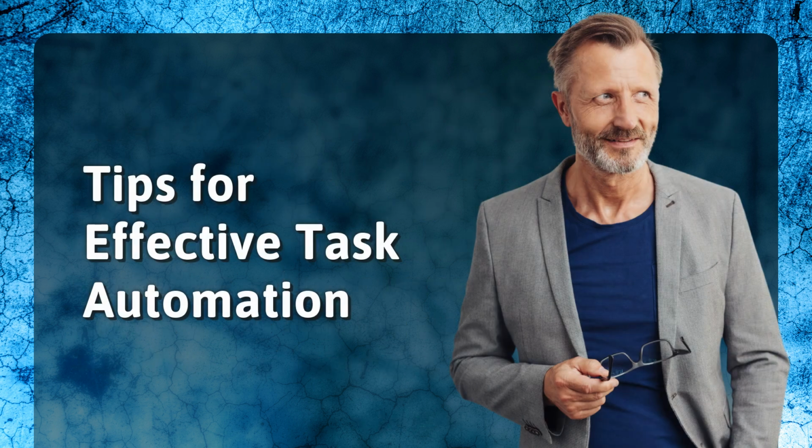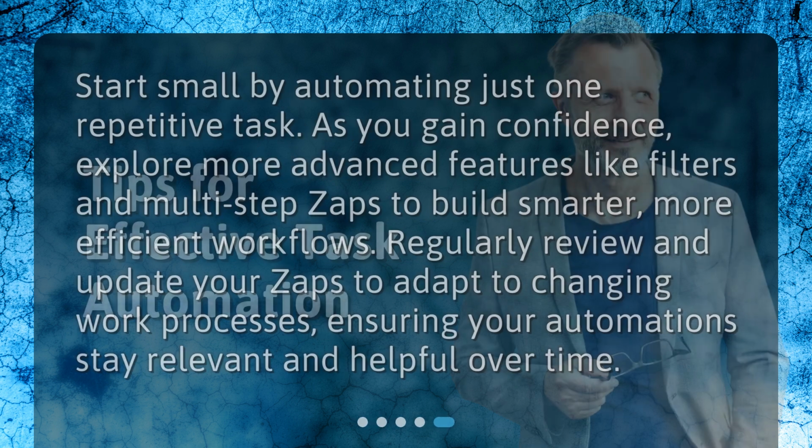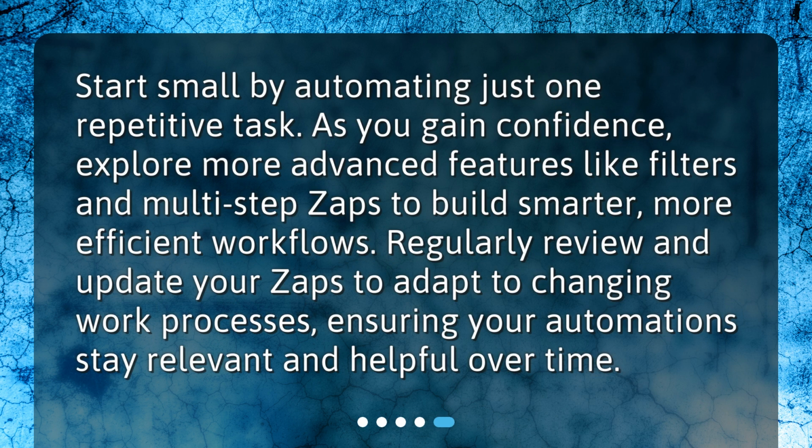Tips for effective task automation. Start small by automating just one repetitive task. As you gain confidence, explore more advanced features like filters and multi-step Zaps to build smarter, more efficient workflows. Regularly review and update your Zaps to adapt to changing work processes, ensuring your automations stay relevant and helpful over time.